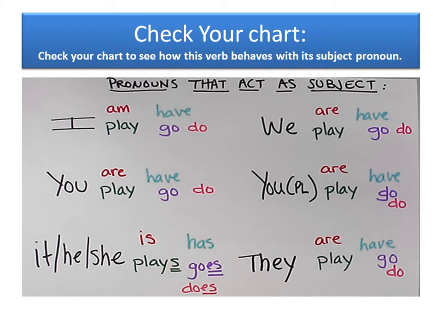Most regular verbs follow the pattern of the word play on the chart below. I play, we play, you plural play, they play, but in the third person singular, he, she, or it plays with an S. We also have some others here. I am, we are, you are, they are, you are, but he, she, or it is. We can follow the verb have: I have, we have, you have, they have, he, she, or it has. It's the same with do and go. They're all the same except the third person singular, which always ends in S.